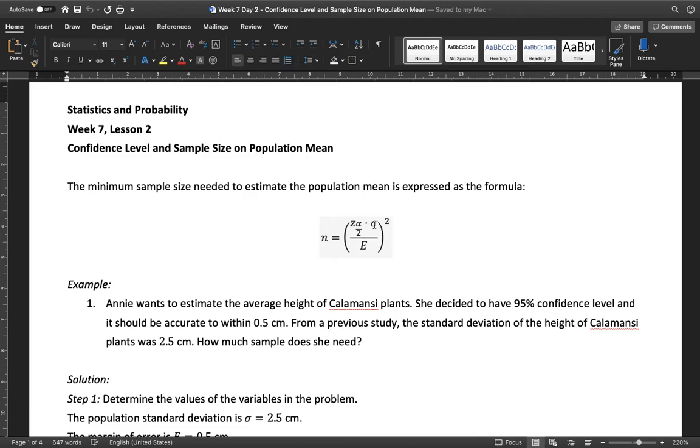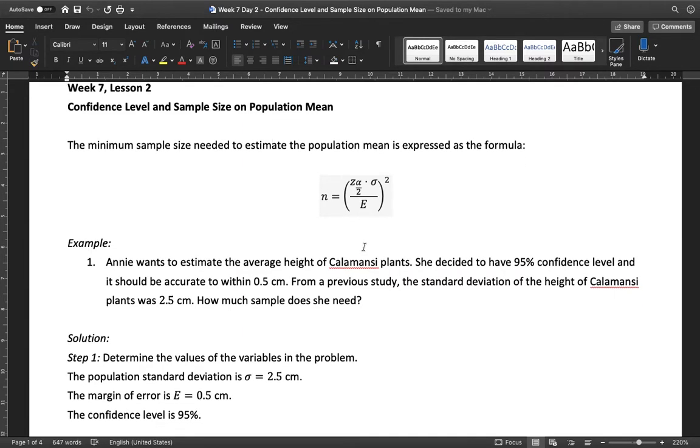Of course, hindi siya mag-work kapag sample standard deviation meron tayo, kasi in the first place, wala pa naman tayong sample. Kasi kaya nga natin kinukuha yung sample size, di ba? Wala pa tayong sample. So, there's no sense if we're going to try to get a sample standard deviation. And yung margin of error, we're going to set that one. So, let me illustrate how this works through an example.